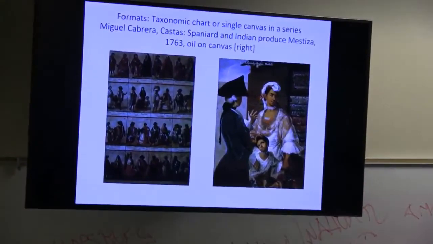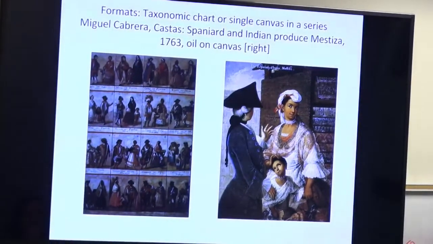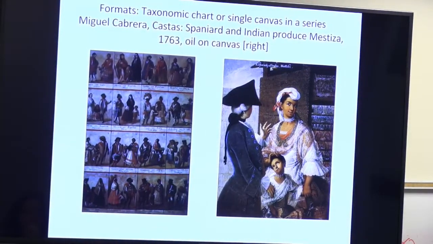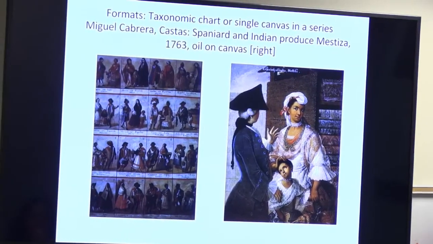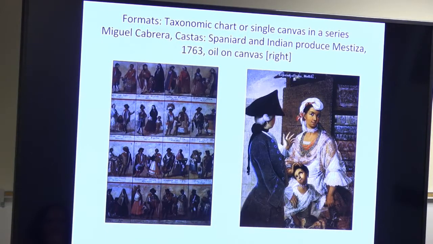Here we have to think about Enlightenment ideas and a kind of pseudo-scientific interest in identifying and organizing taxonomies. So it's like a taxonomic chart. There are 4 registers with 4 vignettes running across. Or if you have the money and the space, you can commission a series of casta paintings where each of the vignettes becomes an individual canvas. Okay, those are the 2 versions, either all on one canvas, like a taxonomic chart, or in a series of individual canvases that depict the racial mixing.